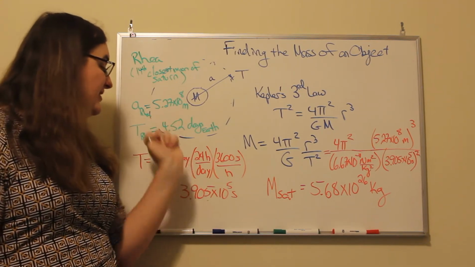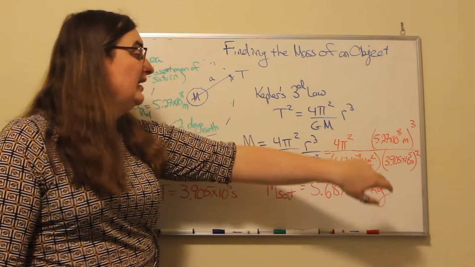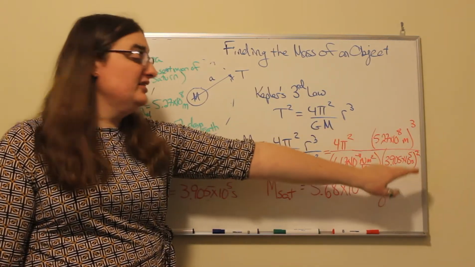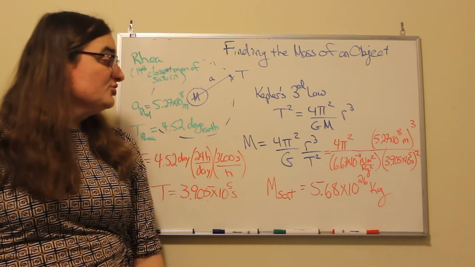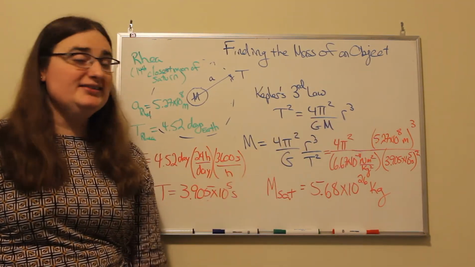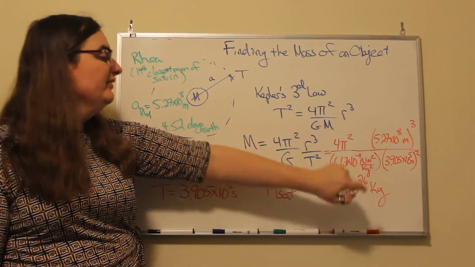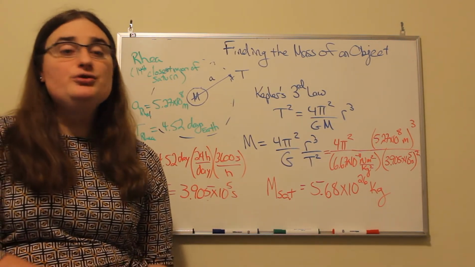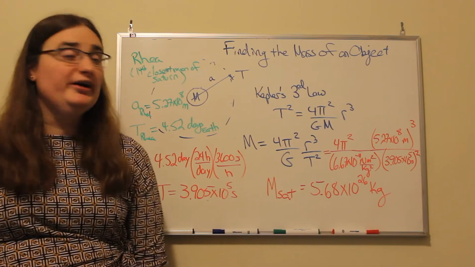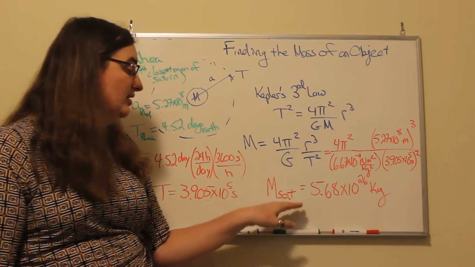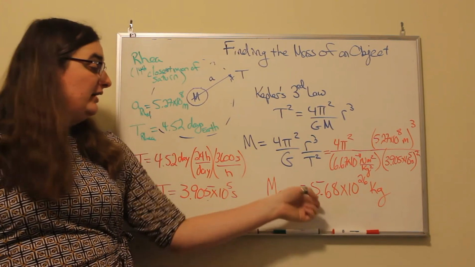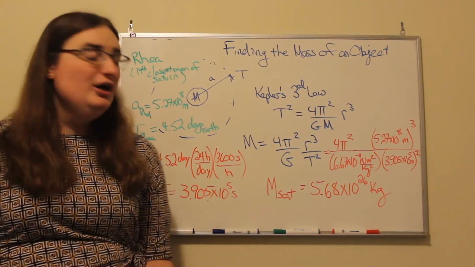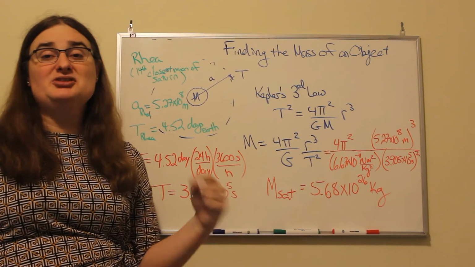So I take my radius, I cube it, I take my period, I square it, don't forget the cube, don't forget the squared, divide those two numbers, multiply by my constants, 4 pi squared divided by 6.67 times 10 to the negative 11 newton meters squared per kilogram squared, and I end up with a result for the mass of Saturn as 5.68 times 10 to the 26 kilograms, which is about 95 times the mass of Earth.